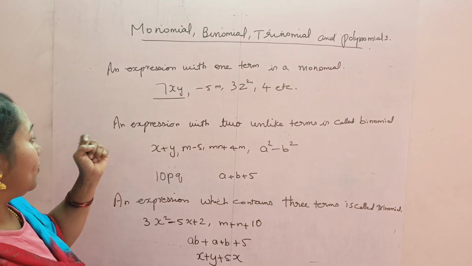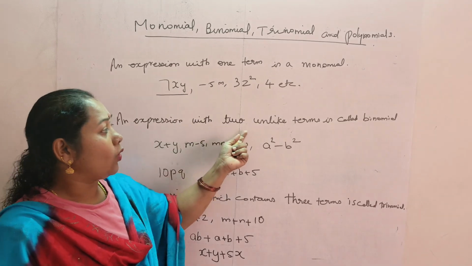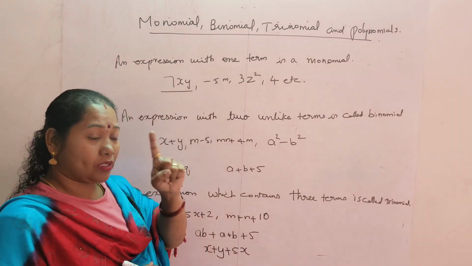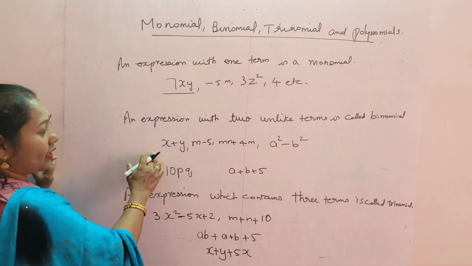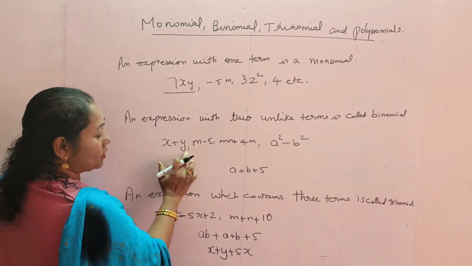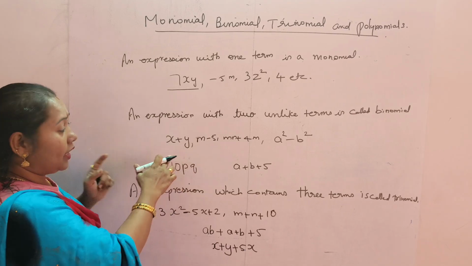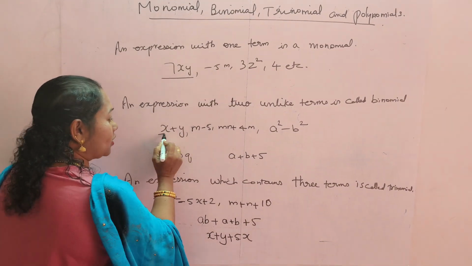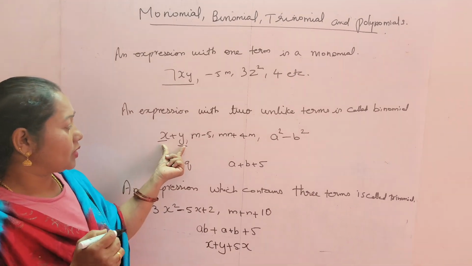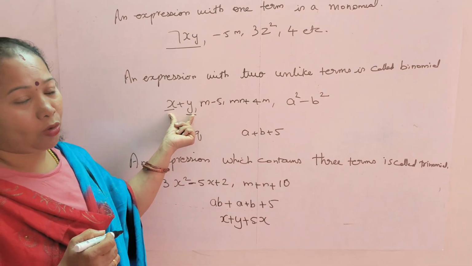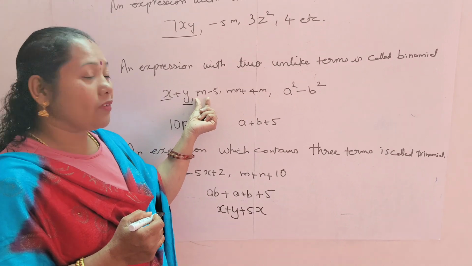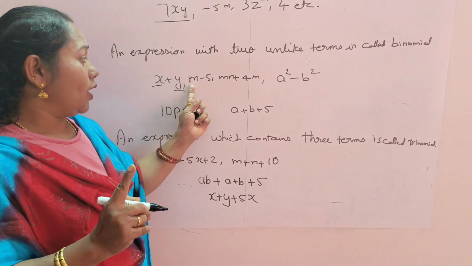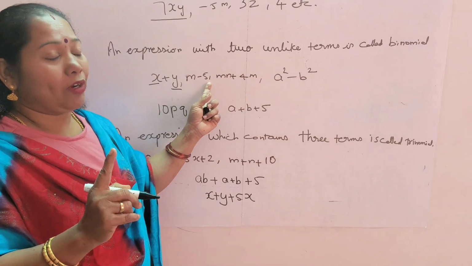Now, what is binomial? An expression with two unlike terms is called a binomial. Two unlike terms. Let us see the example. x plus y. There are two variables, x and y. So x plus y, this is one term and this is the other term. Two terms are here. So this is a binomial. Here, m is a variable, 5 is a numerical coefficient, a number. So m minus 5 is a binomial.